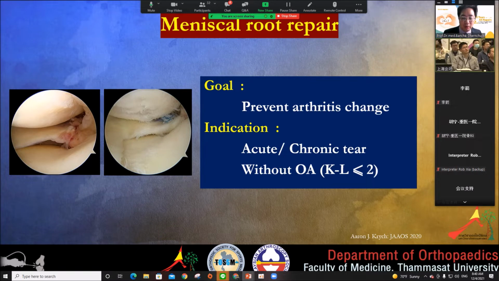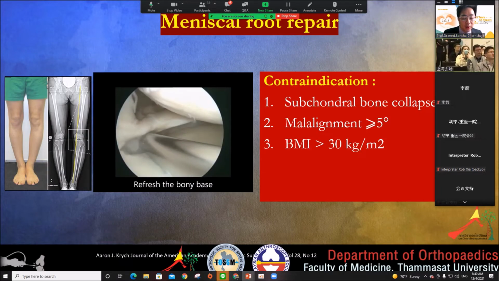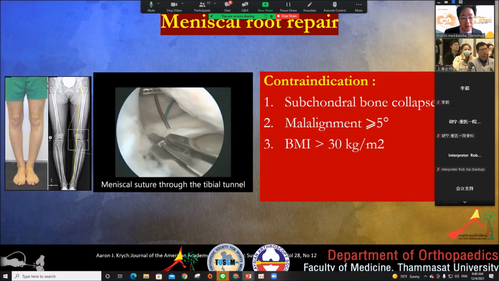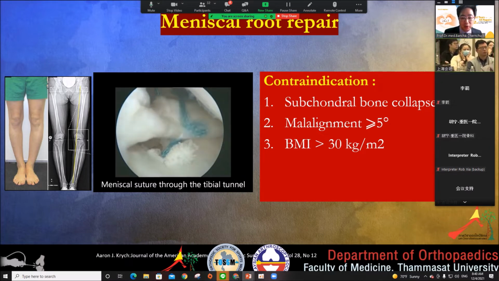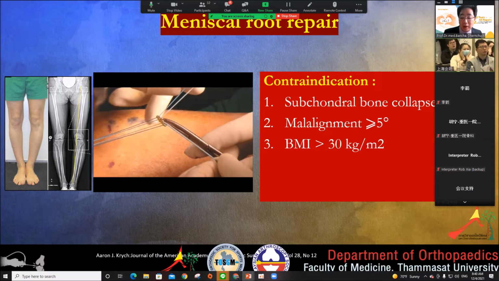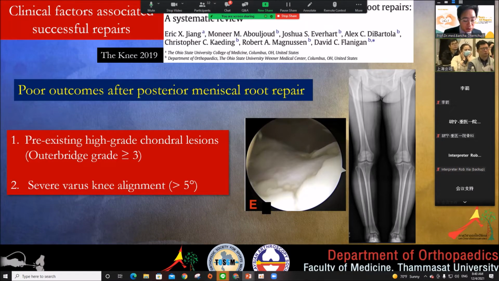Okay, if you have OA more than KL2 joint space narrowing, you should consider HTO or arthroplasty. The good candidates for meniscus root repair are acute tears with no joint space narrowing and extrusion less than 3 millimeters. Okay, so these are the contraindications for the root repair: subchondral bone loss, collapse, malalignment more than 5 degrees, and BMI more than 30. So a bad candidate for meniscus repair is a patient that has a chronic injury, joint space narrowing, a large gap, and extrusion more than 3 millimeters.